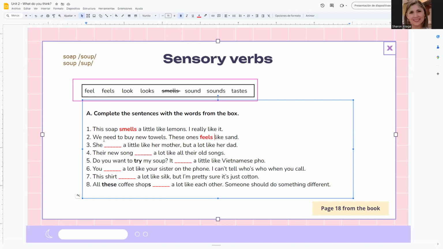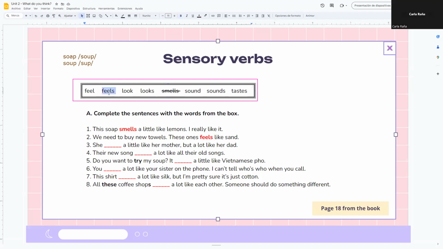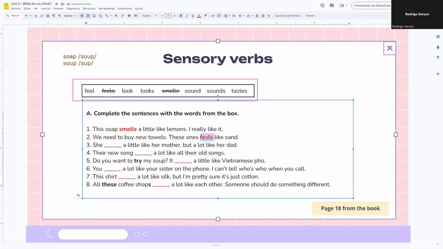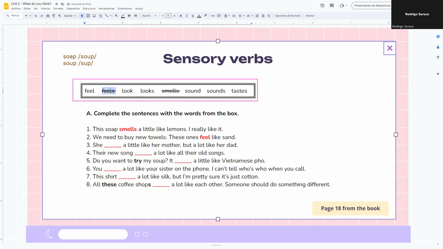She something a little like her mother, but looks like her dad. This one, she looks. Why feels in the previous one? It's a plural. Oh, there you go. I was expecting you. Yes, I was right. Teacher, that's not fair. Yes, I want the rest of the class to also be paying attention. I'm sorry. These are my little tricks to see if everyone is paying attention to me.